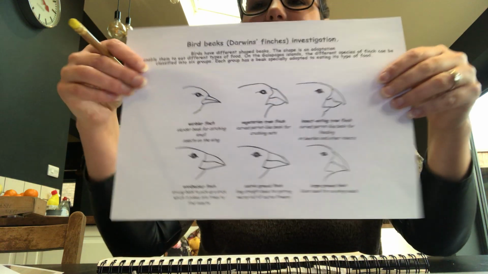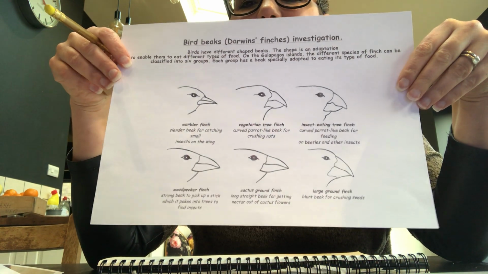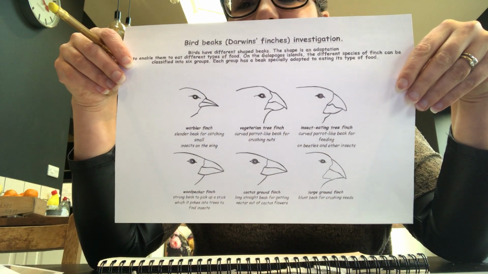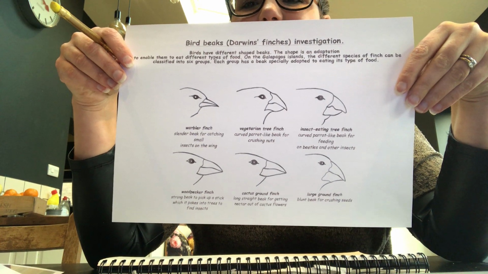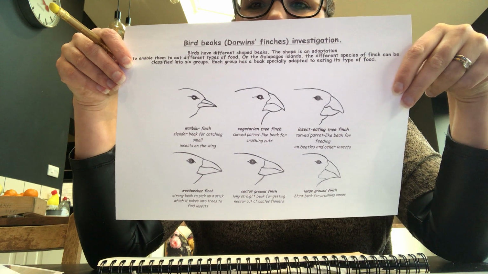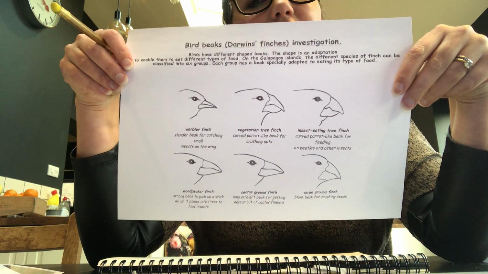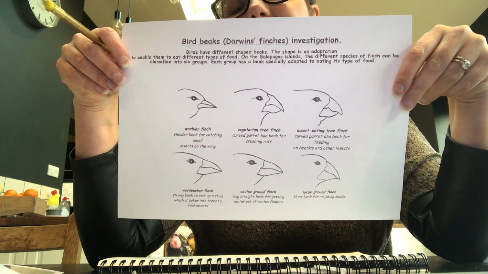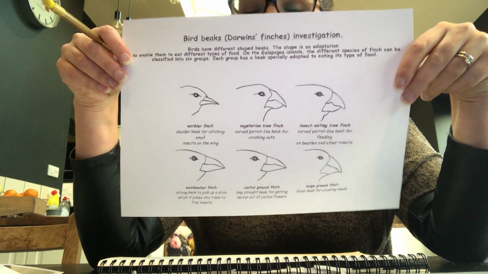So I've got a more simplified drawing, look, of some of the finches, and what he concluded was that the beaks had changed over time depending on the kind of food that they needed to eat. There was a warbler finch, which had a small, slender beak for catching small insects that might have been on the wing.